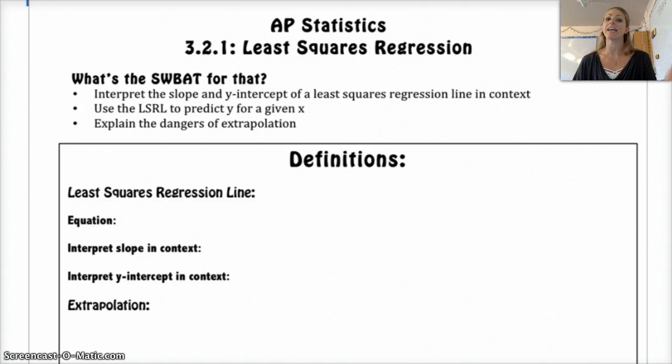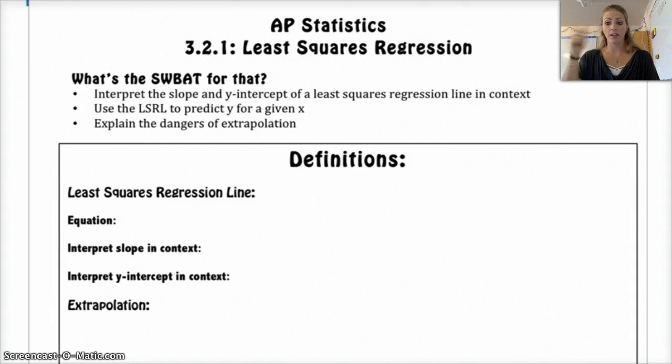So remember, again, in stats, everything is about context. It's super important that you always include context. If the question asks about crying babies, then your answer needs to have crying babies in it. Okay, context is super important. You should also be able to use the least squares regression line to predict y for a given x, and then explain the dangers of extrapolation and what extrapolation is.